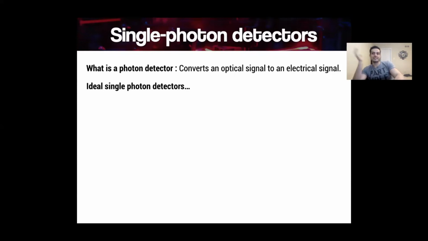So here we want an ideal single photon detector. I want you to do the same thing again: pause the video and write down all the features you would have in your ideal single photon detector.